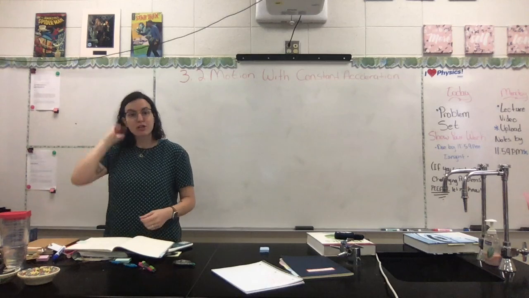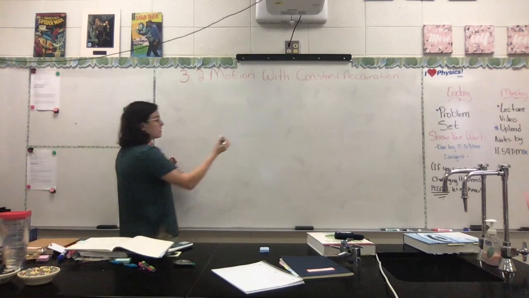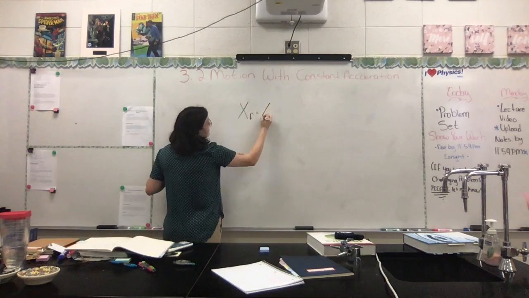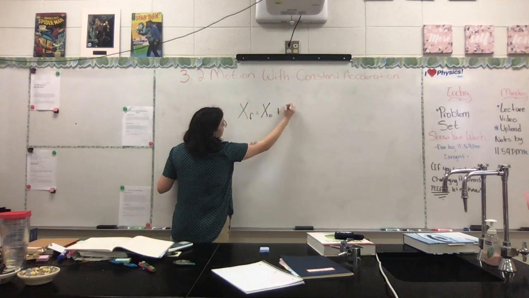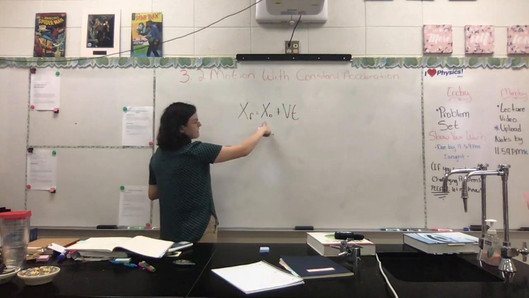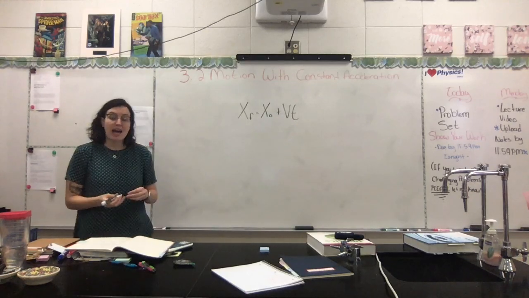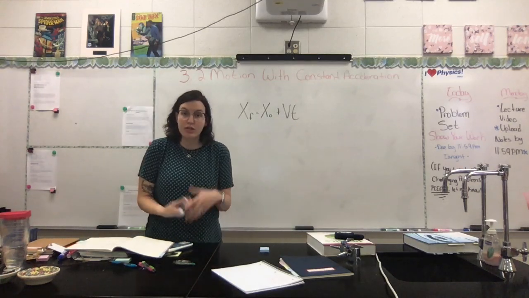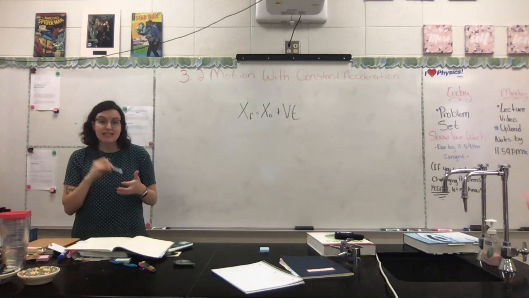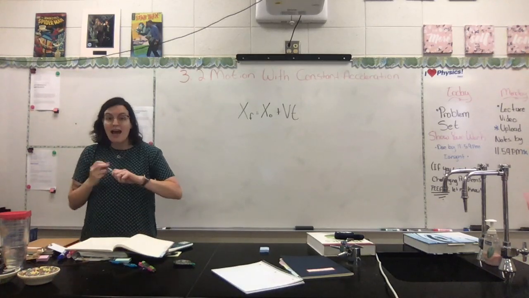Do you guys remember learning our equation of motion? Remember how we learned that x final is equal to x initial plus v t. So our final position is equal to our initial position plus our velocity times time. And when we learned that, we only knew constant velocity. We didn't know about average velocity yet. So you can actually use this in the average velocity equation.